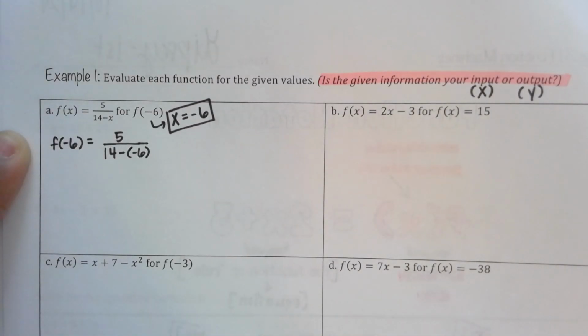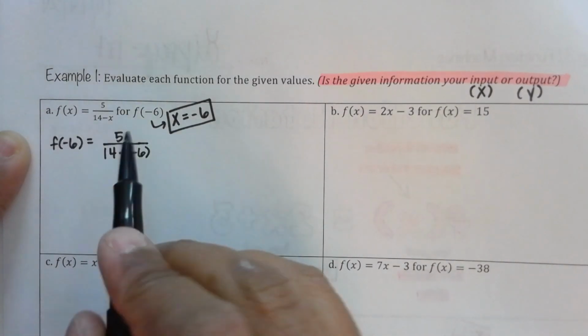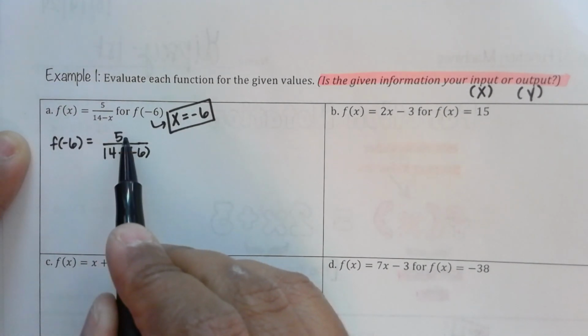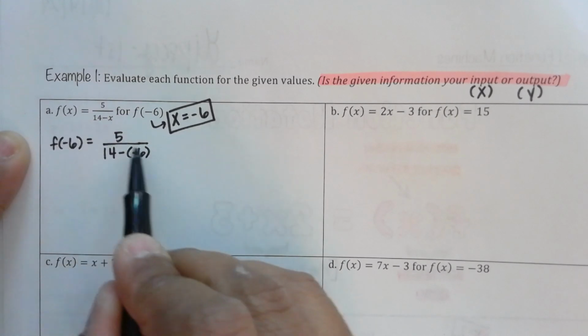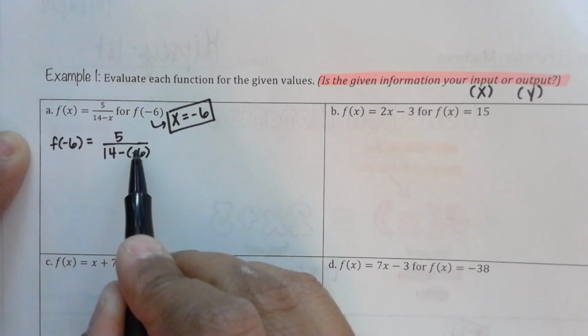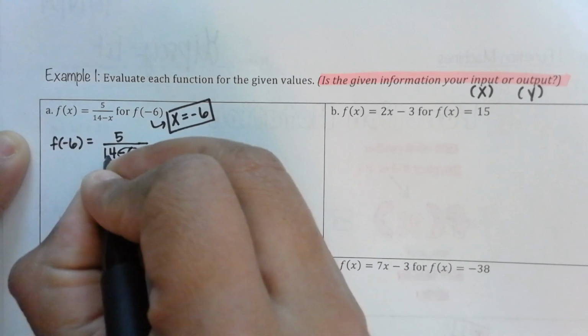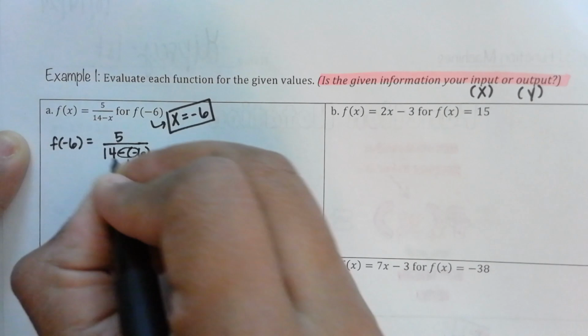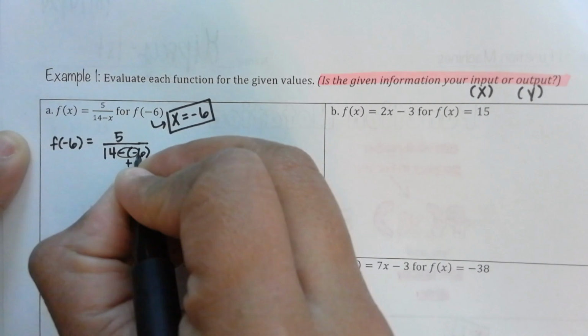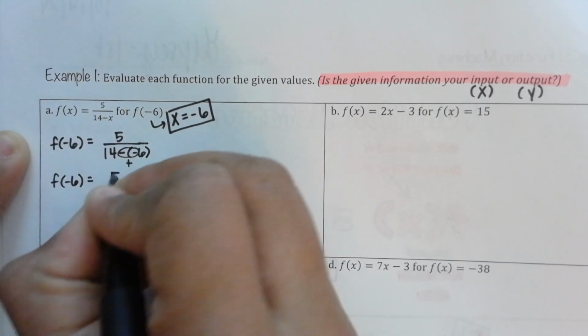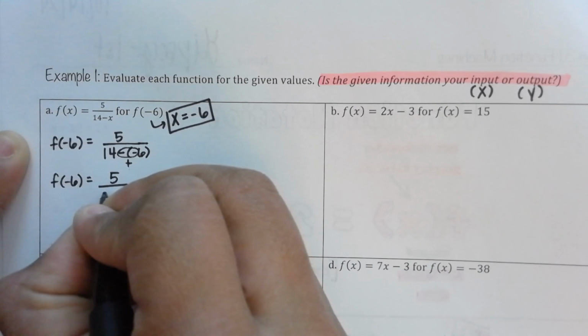So from here, is there anything to simplify in the numerator? No, because it's just 5, right? Is there anything to simplify in the denominator? Yes. 2 negatives make a what? So what's being typed to the calculator? 14 what? 6. So 14 plus 6. So should the 5 up top change at all? But what's your new denominator? 20.